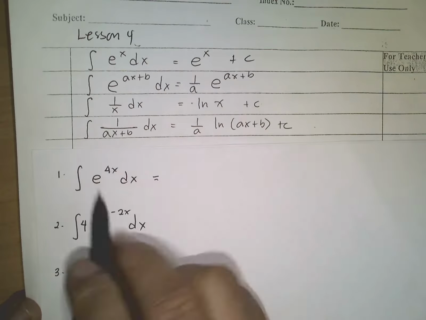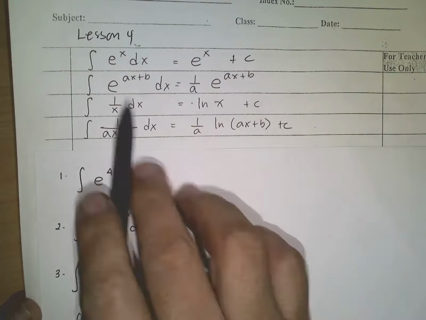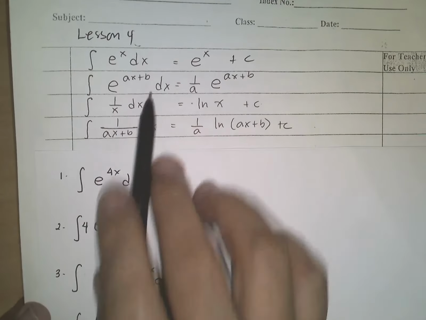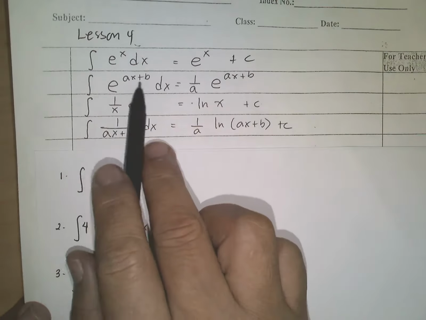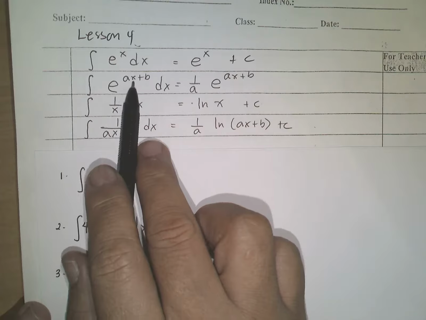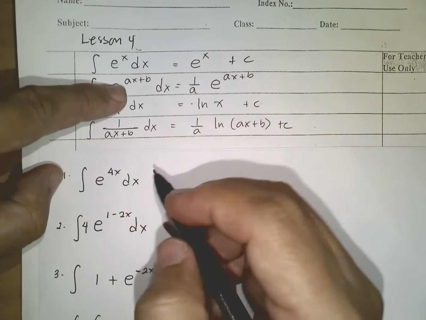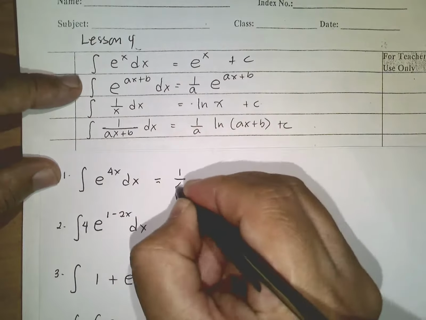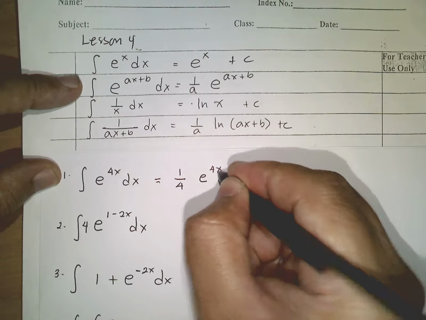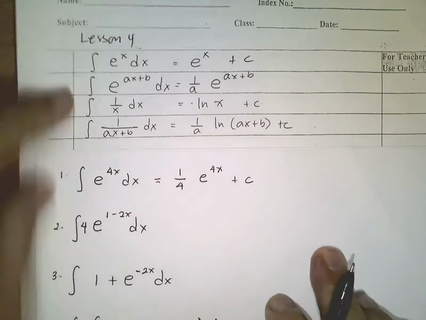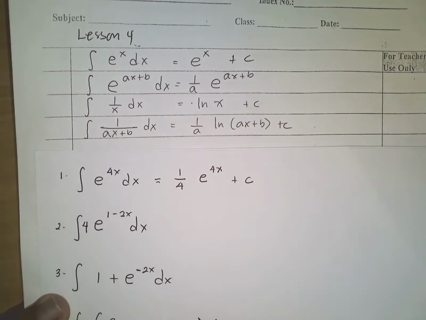Example number 1 is the integral of e to the 4x dx. So this one follows the second formula because the exponent, or the power, is a linear function, or the highest power of x is 1. So by following that, your a is 4. You have 1 over 4 e to the ax plus b, or e to the 4x, and then just add plus c. So yeah, that's very simple. That's now our final answer.